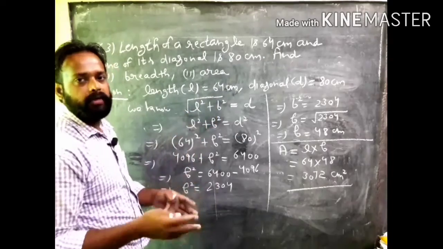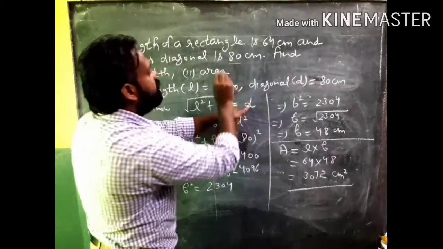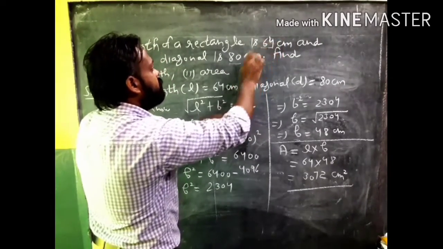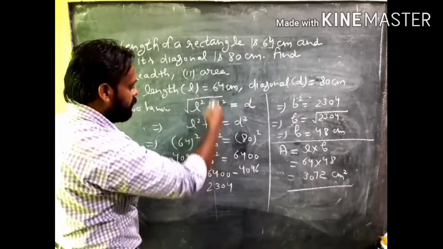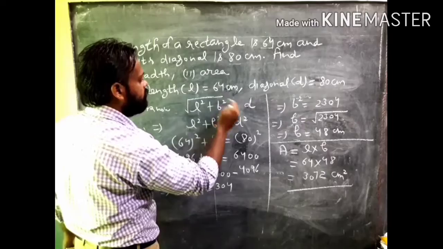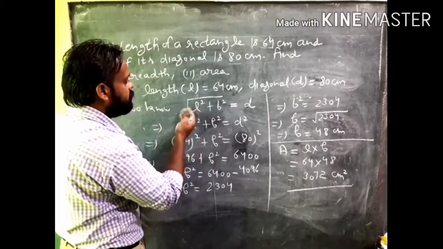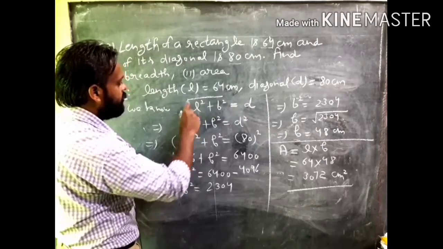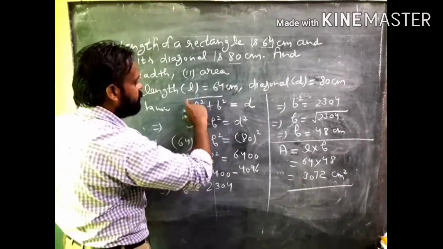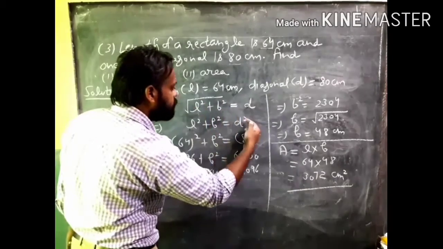See this carefully, it is a very simple sum, because whenever the diagonal is given to us and one value of length or breadth is given, we apply the formula in this way. So, the square root of L square plus B square is equal to D. First of all we have to remove this square root. How can we remove it? We take this square root to the other side, and then it will become square.